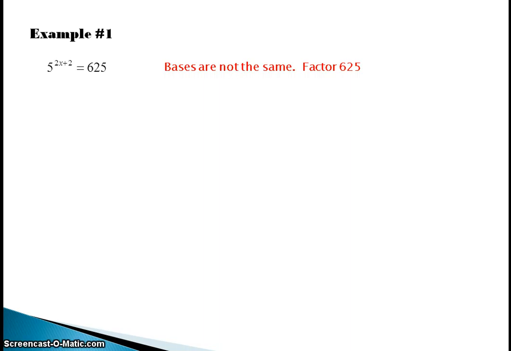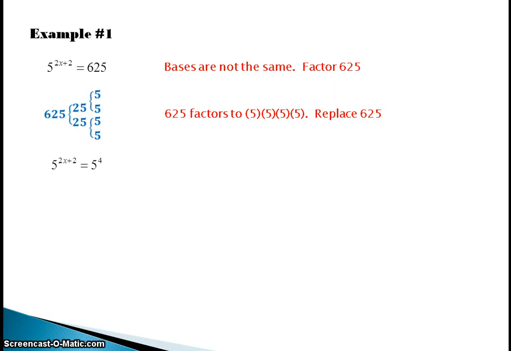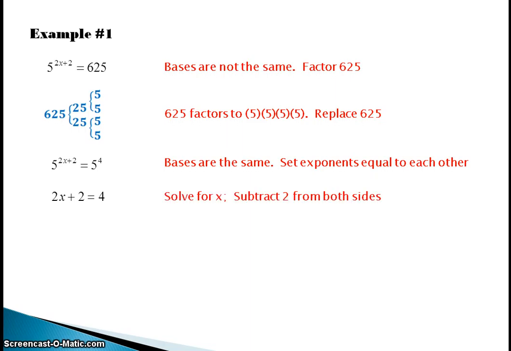I'm going to factor 625 and see if I can rewrite that in terms of 5 to the something power. When I factor 625, I find out it's actually 5 times 5 times 5 times 5, which is 5 to the 4th. So I'm going to replace 625 with 5 to the 4th. Now, the bases are the same, so I can set the exponents equal to each other and solve for x. I will do that by subtracting 2 from both sides and then dividing both sides by 2. And I end up with my answer of x equal 1.